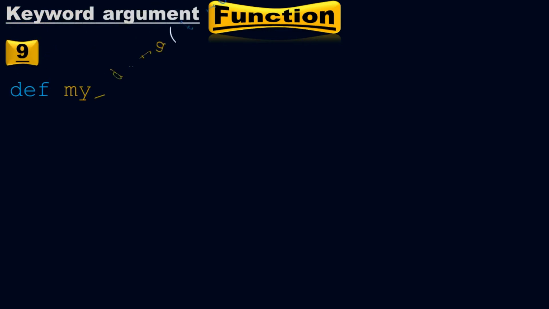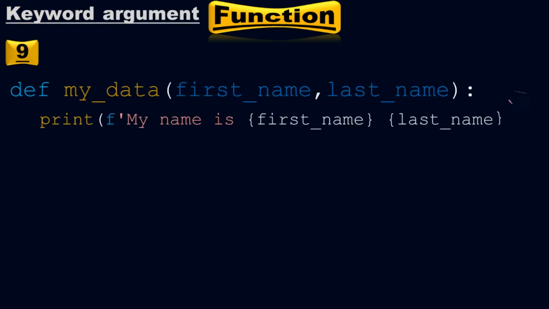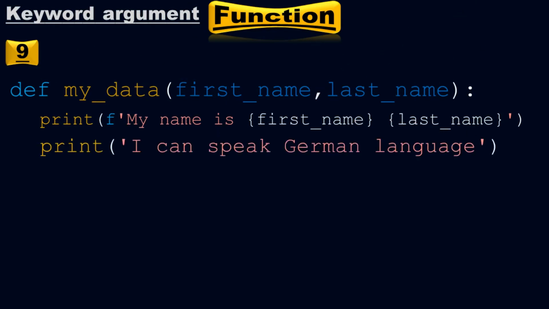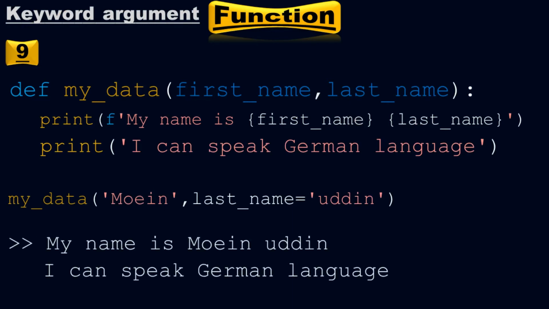Example number 9. def my_data of first_name, last_name, and print of formatted string: my name is {first_name} {last_name} inside the curly brackets, and then print of I can speak German language. Then my_data of Moein, comma, last_name equals Udin. When you run it, you will get the same output here.